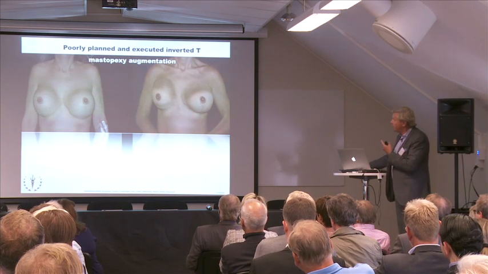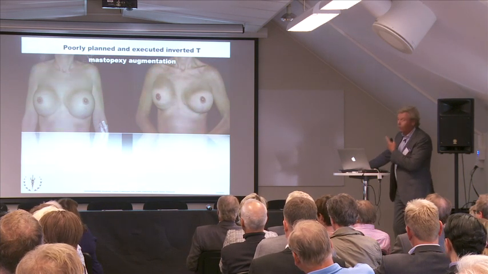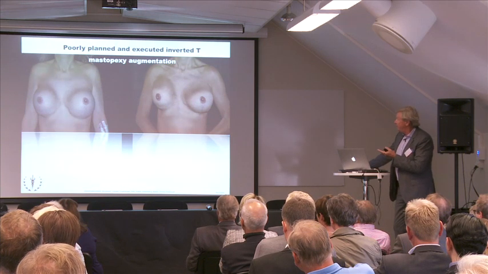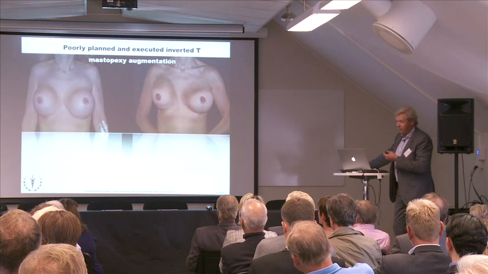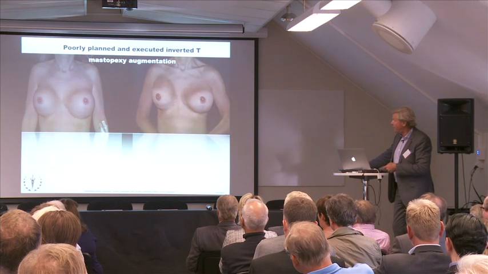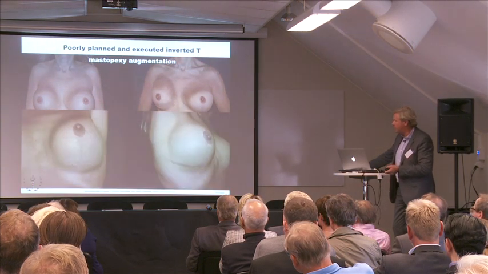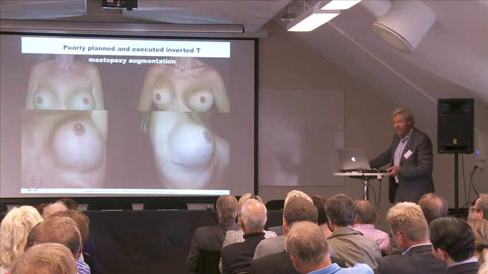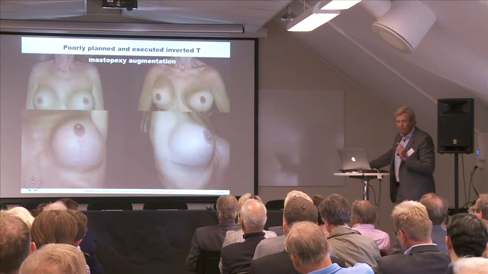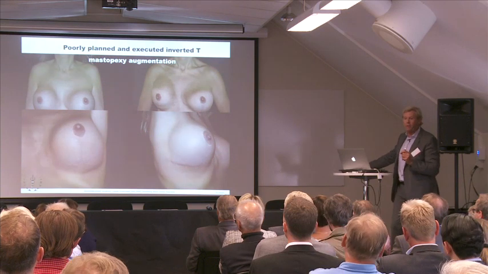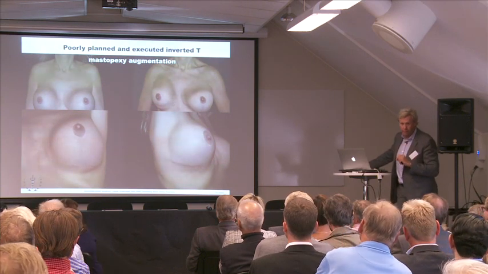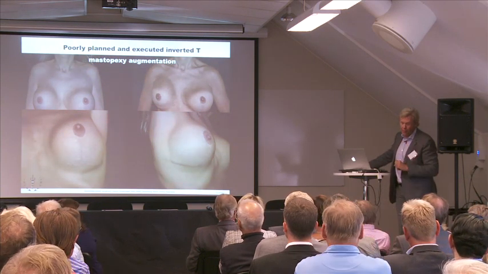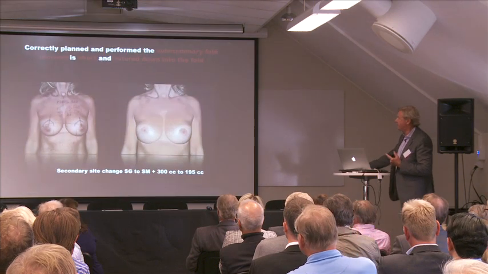And you have to avoid these types of poor results, because this is a poorly executed inverted T technique in a mastopexy. Animation problem, muscle is not divided in the correct way by this surgeon, and the submammary fold scar is way too long. You don't need this long incision. If you create the small submammary fold incision and you suture it into the fold, this is the least conspicuous part of the scar. So the planning is very important.